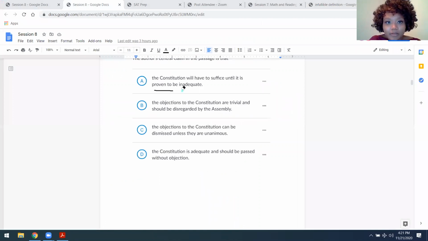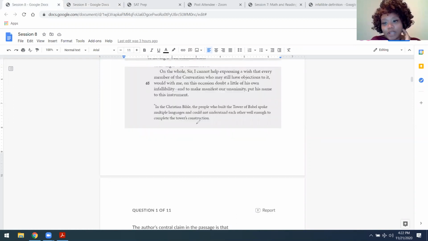Let me erase these things. So back to the point I was making. There are different lines that will give you the evidence for that question. I'm just giving you a couple to choose from. There are other ones too. So the last paragraph. Even if you don't know what infallibility means, let's cross it out. He says, on the whole, sir, I cannot help expressing a wish that every member of the convention who may still have objections to it.